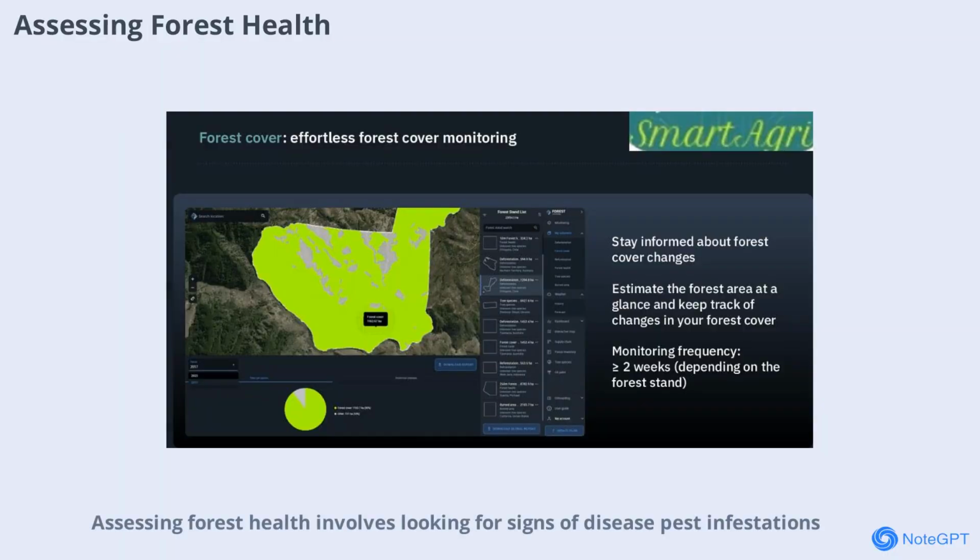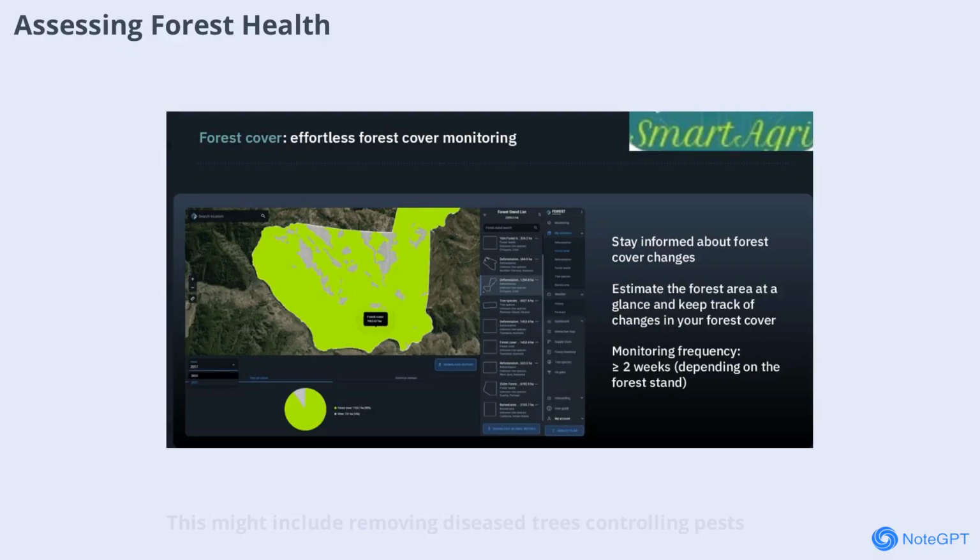Assessing forest health involves looking for signs of disease, pest infestations, and environmental stress. Healthy forests have diverse plant and animal life, robust tree growth, and minimal signs of damage. Regular assessments help managers identify problems early and take corrective action. This might include removing diseased trees, controlling pests, or restoring damaged areas. By prioritizing forest health, managers can maintain productivity and resilience in the face of challenges like climate change.